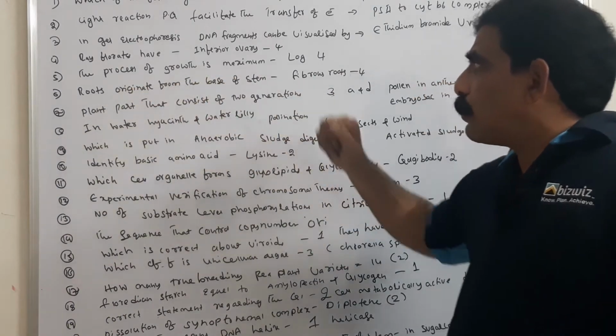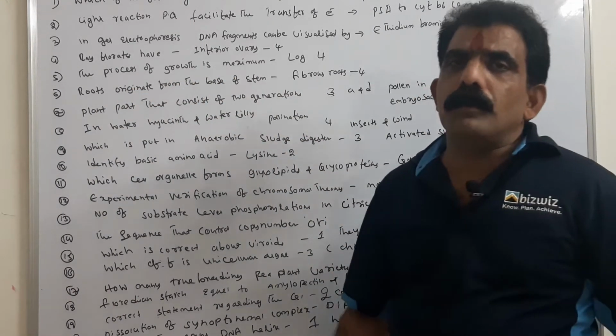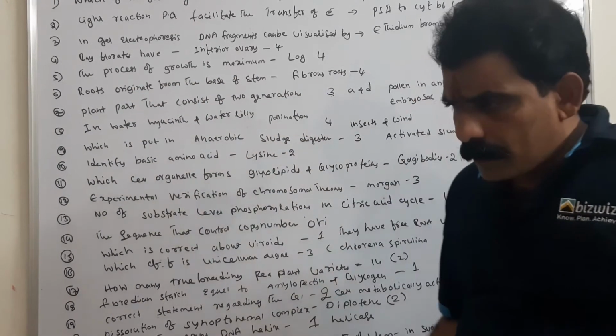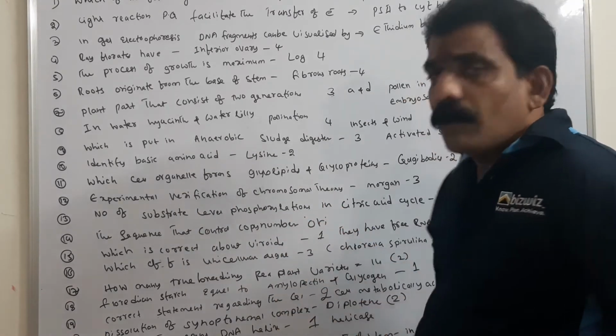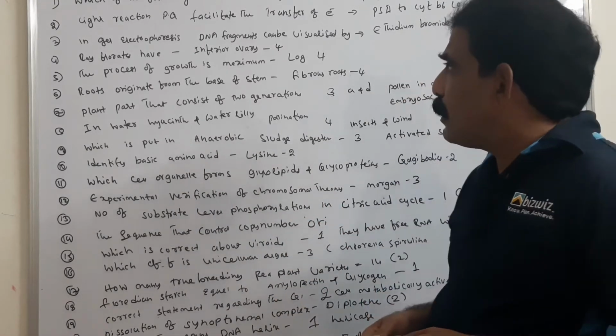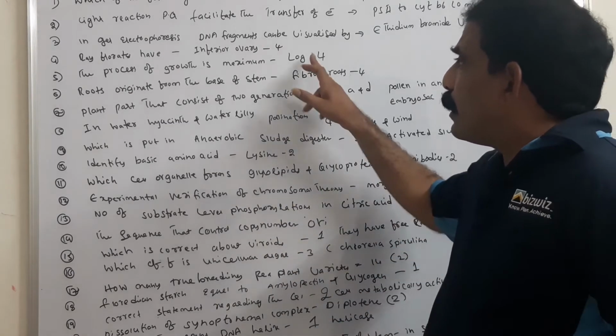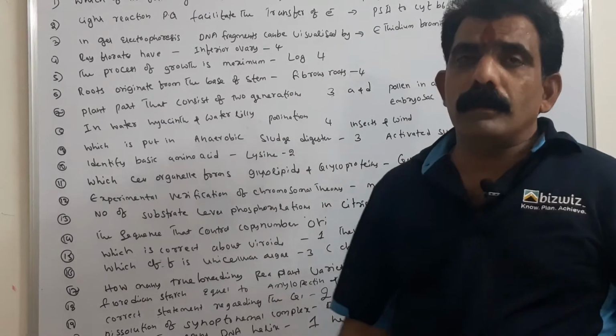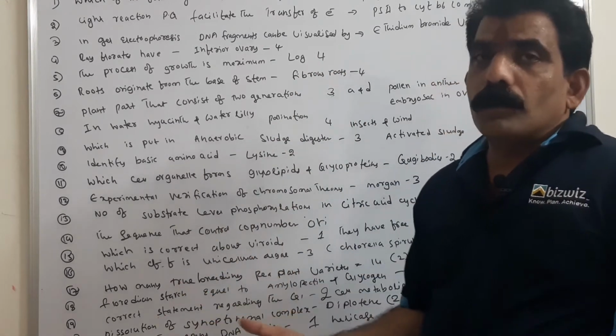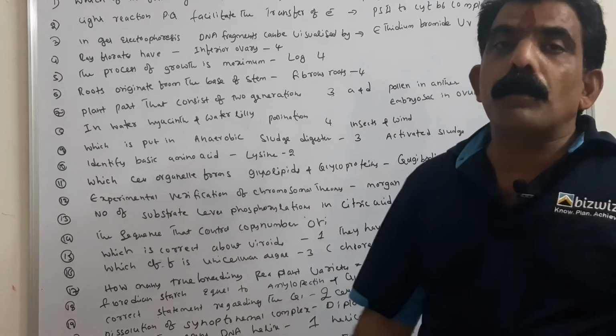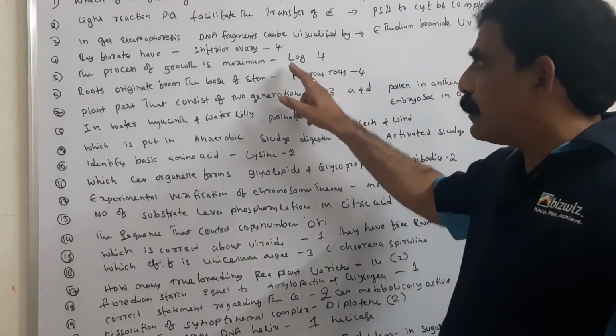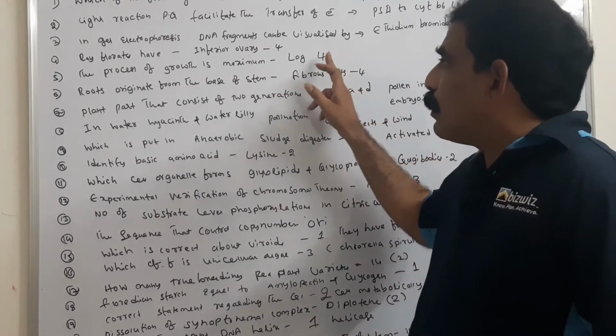Next, the process of growth is maximum where? During the senescent phase, dormancy, lag phase or log phase, different options are given. Actually the growth is maximum at the log. In the lag, no growth. In the log, exponential growth is present. So log is the right answer, given at the fourth option.